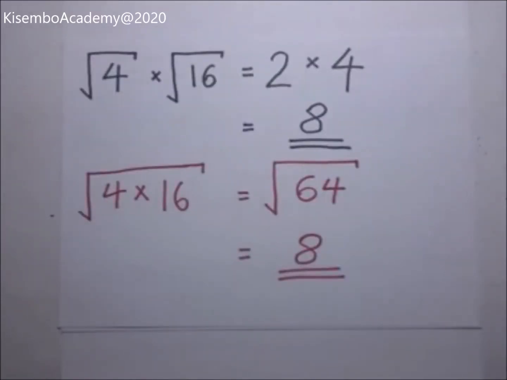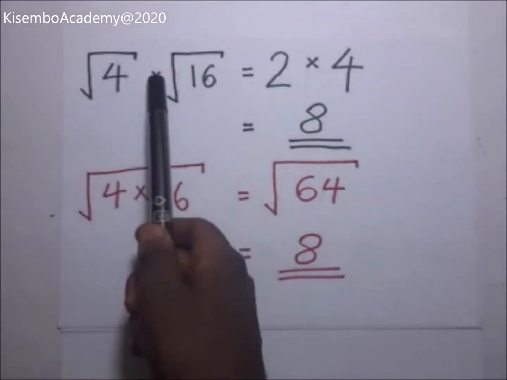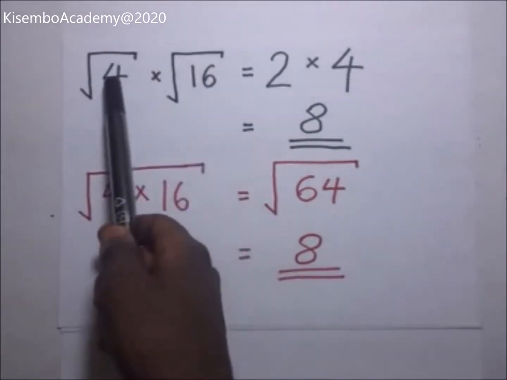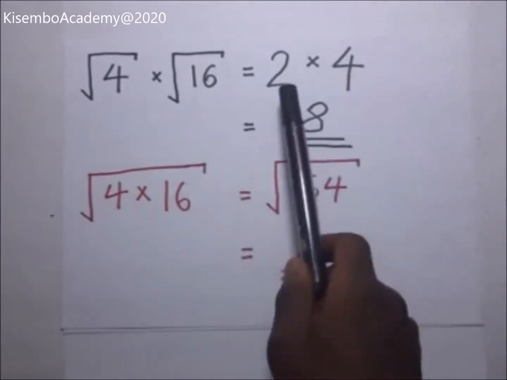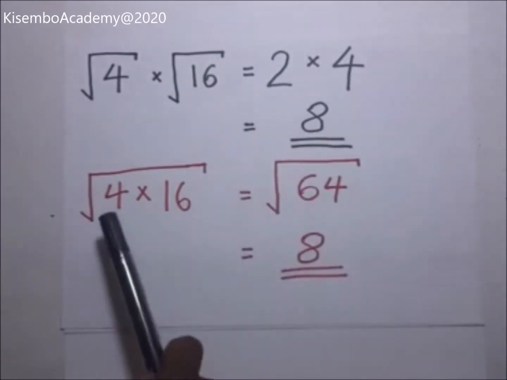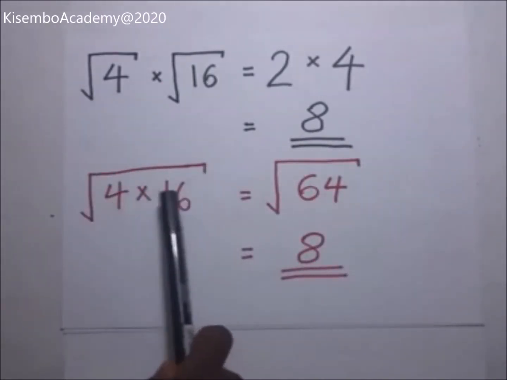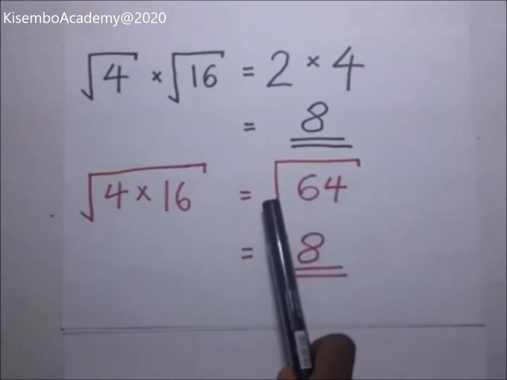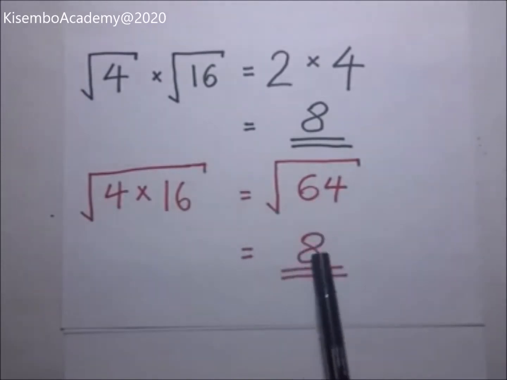In simplifying surds, we need to know some background knowledge about surds. In this illustration, in black ink, we have the square root of 4 multiplied by the square root of 16. We know that the square root of 4 is 2 and the square root of 16 is 4, so 2 times 4 gives us 8. But at the same time, for the square root of 4 times 16, you first find the product of these two numbers, which is 64, and you go ahead and find the square root of the product of those two numbers, it's still going to give you the same answer, which is 8.